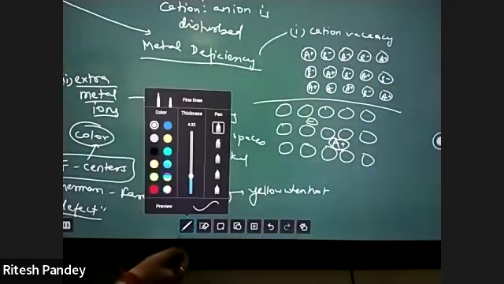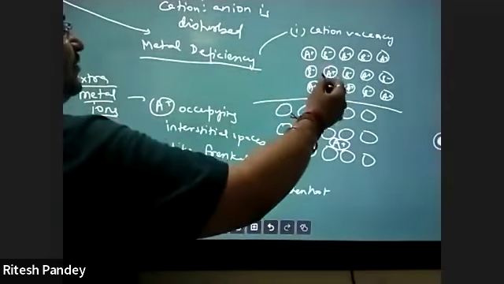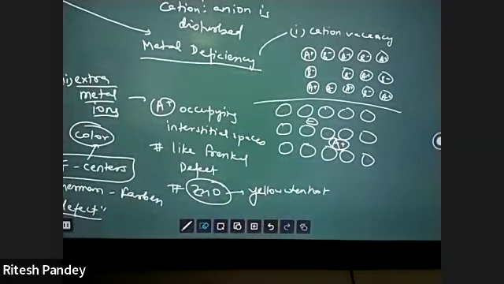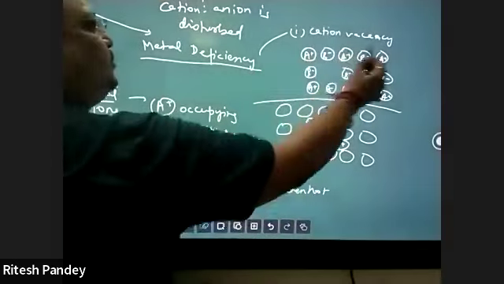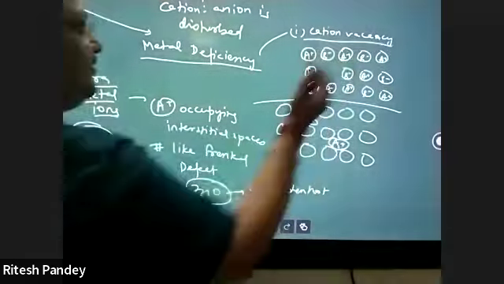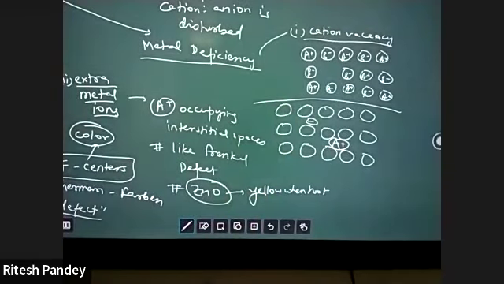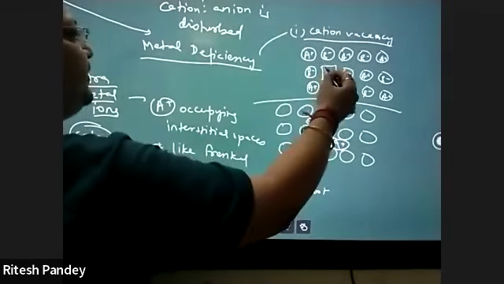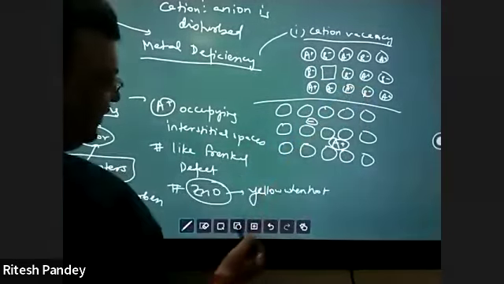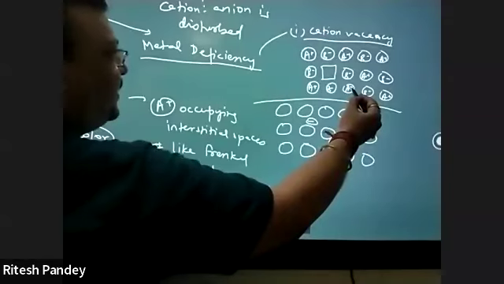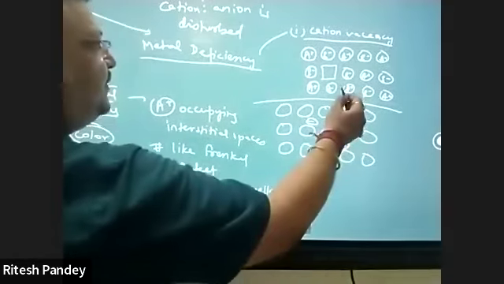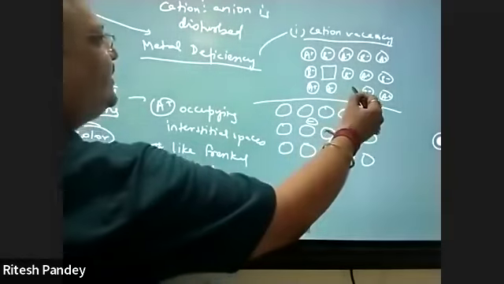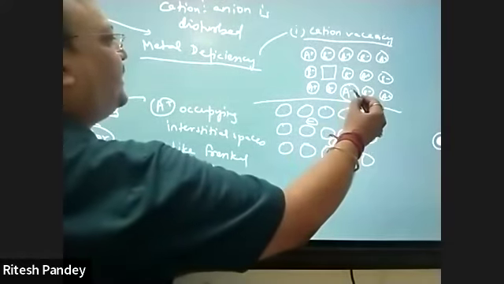Suppose this cation is missing. This is metal deficiency due to a cation vacancy. Yes or no? And to maintain electrical neutrality for this vacancy, you had an A plus here. To maintain electrical neutrality, what will happen is this A plus will become A plus 2.